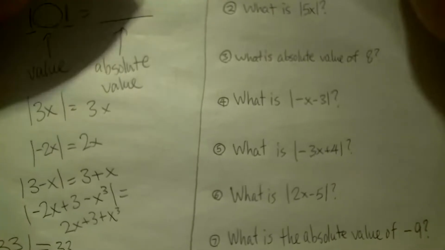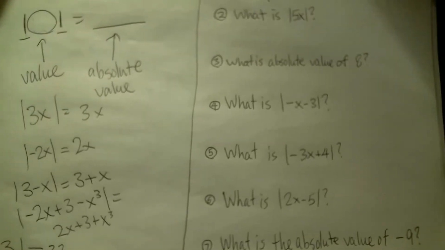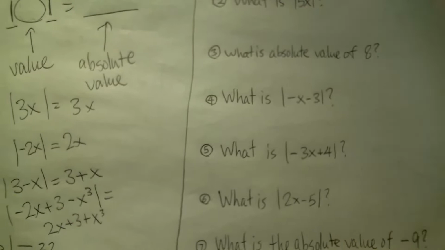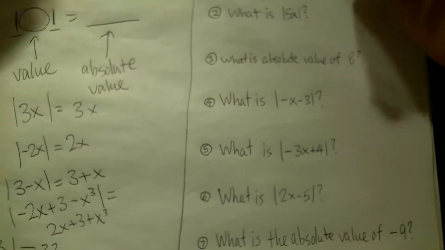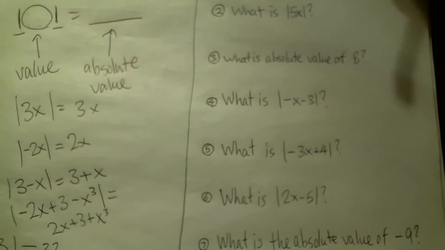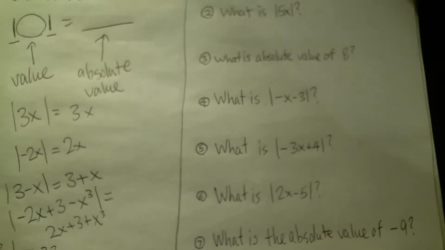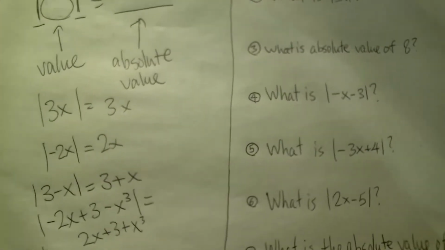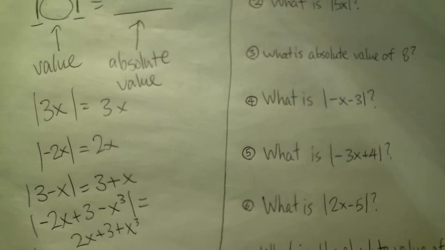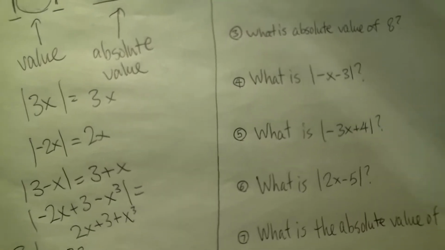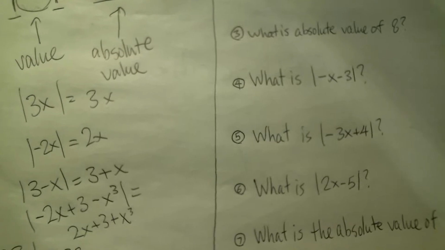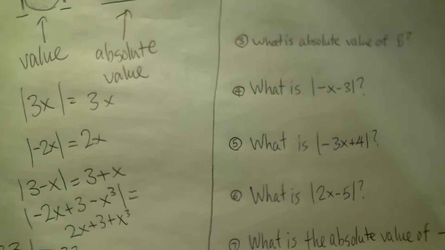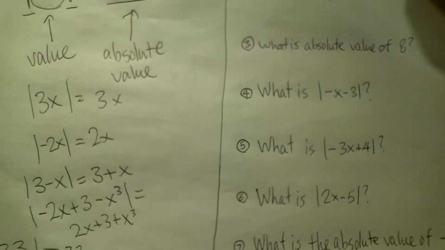Alright, let's do the second one, which asks: what is the absolute value of 5x? So this we would just change the negative signs into positive signs, or keep all the positive signs, or a mix of both if we have terms fitting in those two categories. In this case we just have a positive term without any negative terms, so we would just keep that, and that would equal 5x.